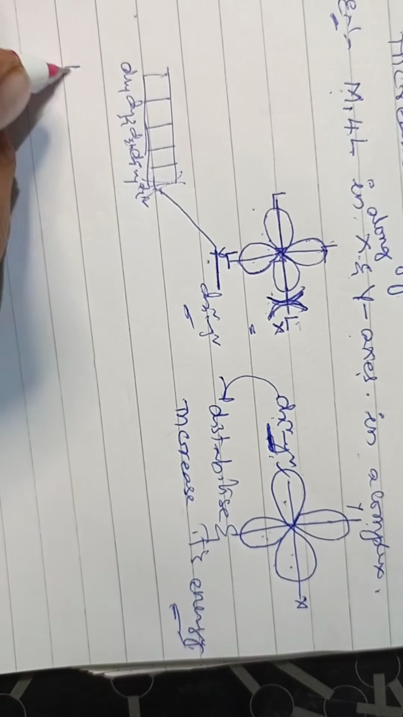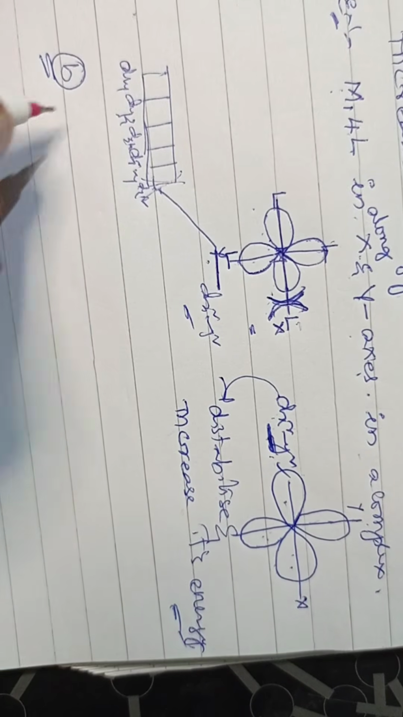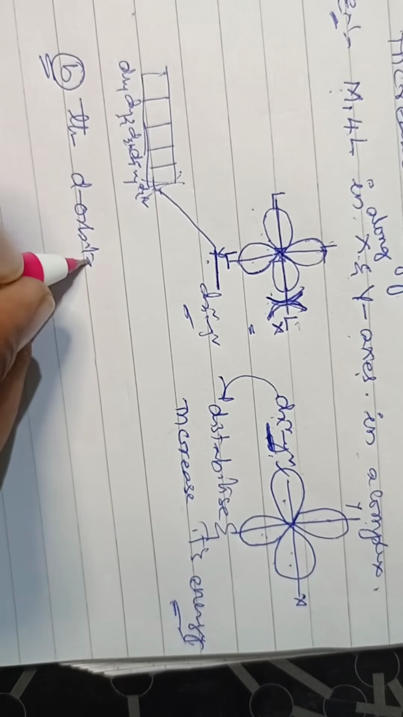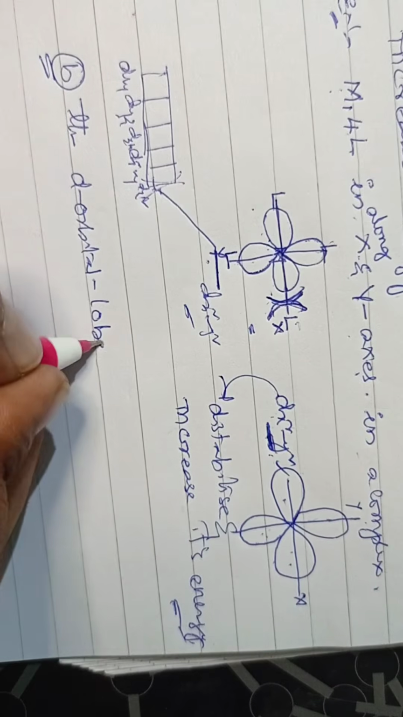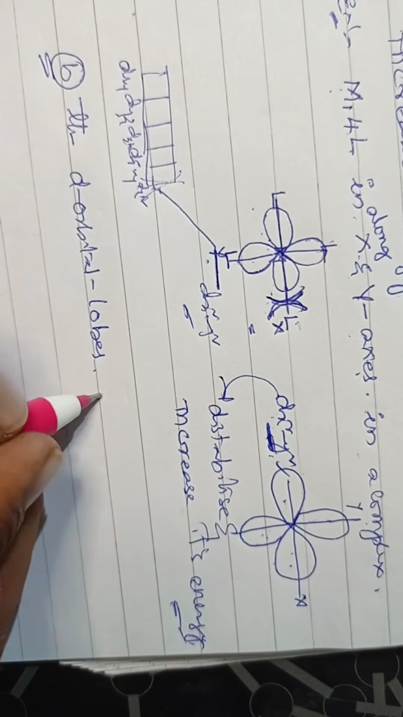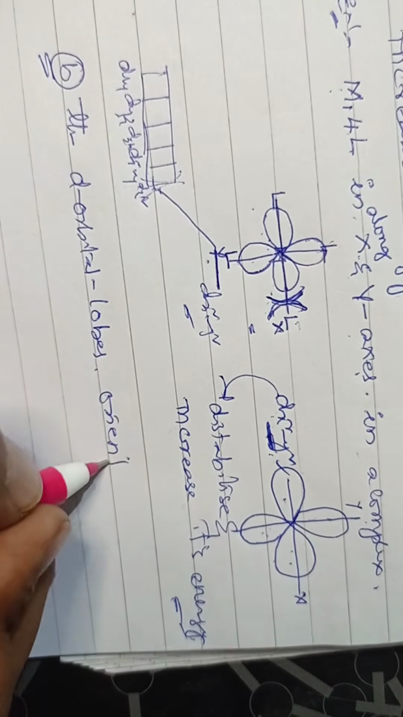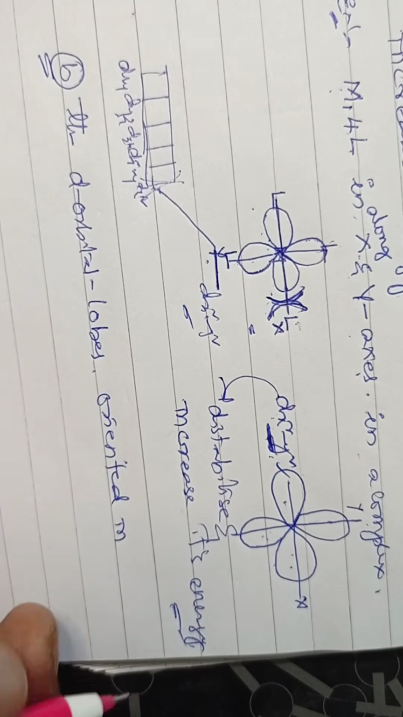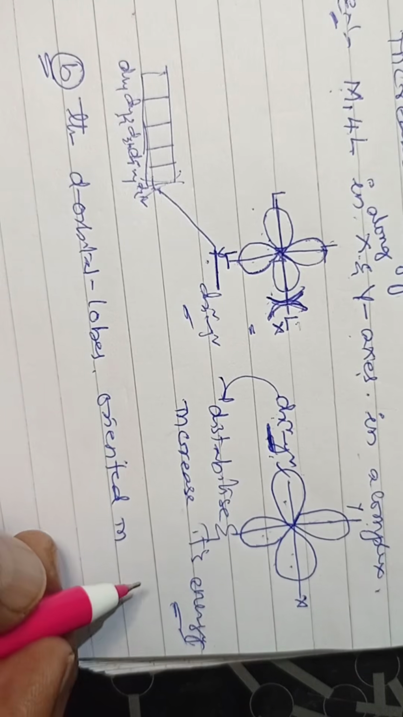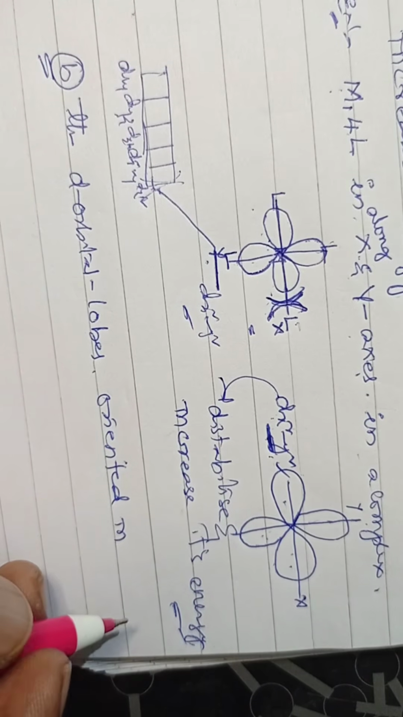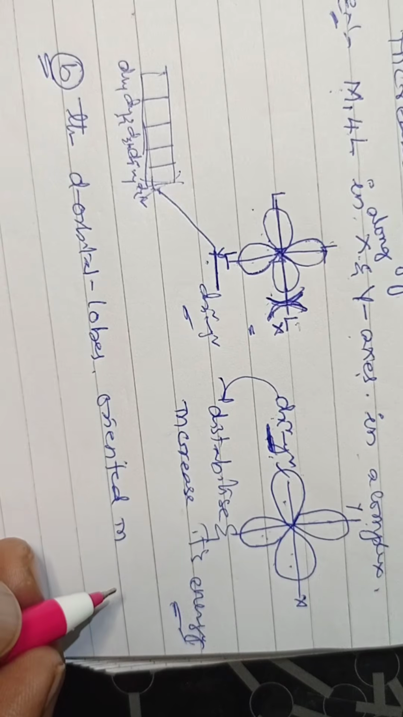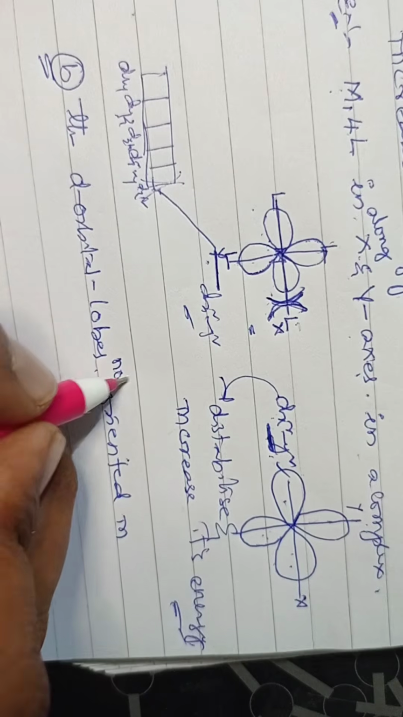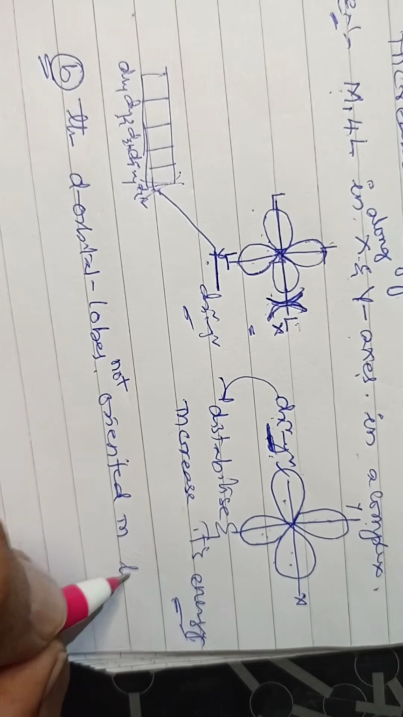So the second statement, statement B: the d orbital lobes not oriented in the ligand approach.